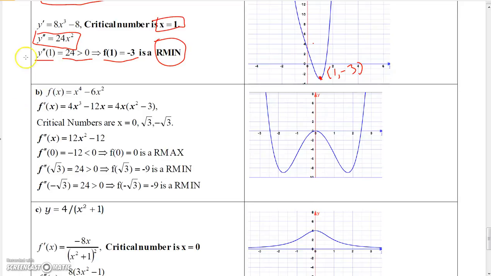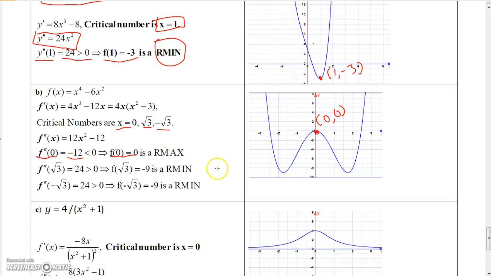Okay, here's another one. On this one, the first derivative was 4x cubed minus 12x, and when I factor 4x out, I get 4x times (x squared minus 3). If you set that equal to 0 to get your critical numbers, you'll get x equals 0, x equals square root of 3, x equals minus square root of 3. Then you get the second derivative, which is 12x squared minus 12. Notice that if you evaluate the second derivative at 0, you get a negative. So f of 0, which actually is 0, is a relative max. So here, the point (0, 0) is a relative max.